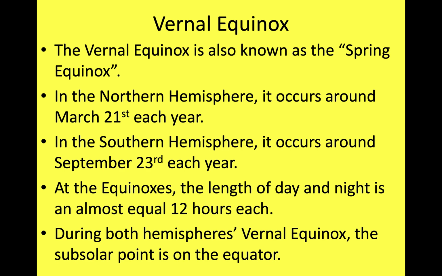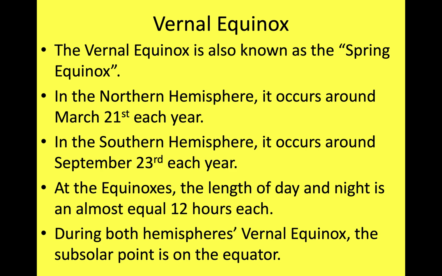All right, the vernal equinox. The vernal equinox is also known as the spring equinox. In the northern hemisphere where we live, it occurs around March 21st each year. Sometimes it might be a day or two earlier or a day or two later, but it's always right around March 21st each year. In the southern hemisphere, the vernal equinox occurs around September 23rd each year.